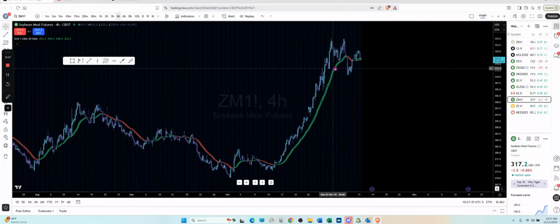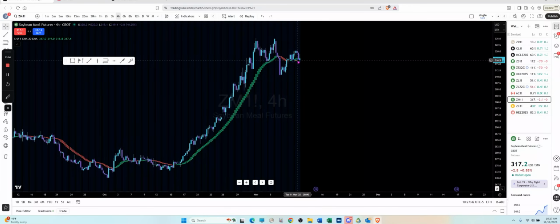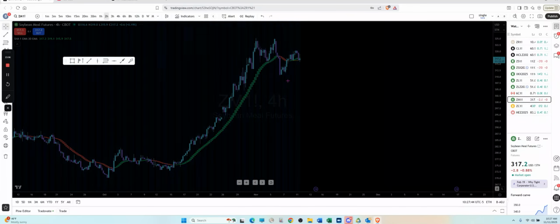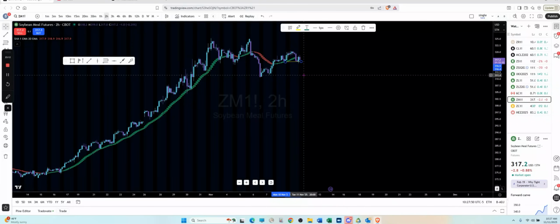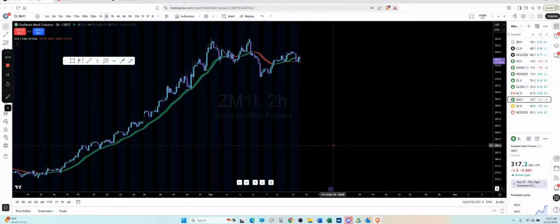Took out some structure here, right? Tried to go back up. So if we failed from here, and you can see I've got this yellow line drawn, this is like a little minor structure level here. If we break through here, then we may be going lower on soybean meal. So I'm kind of neutral on soybean meal right at the moment.